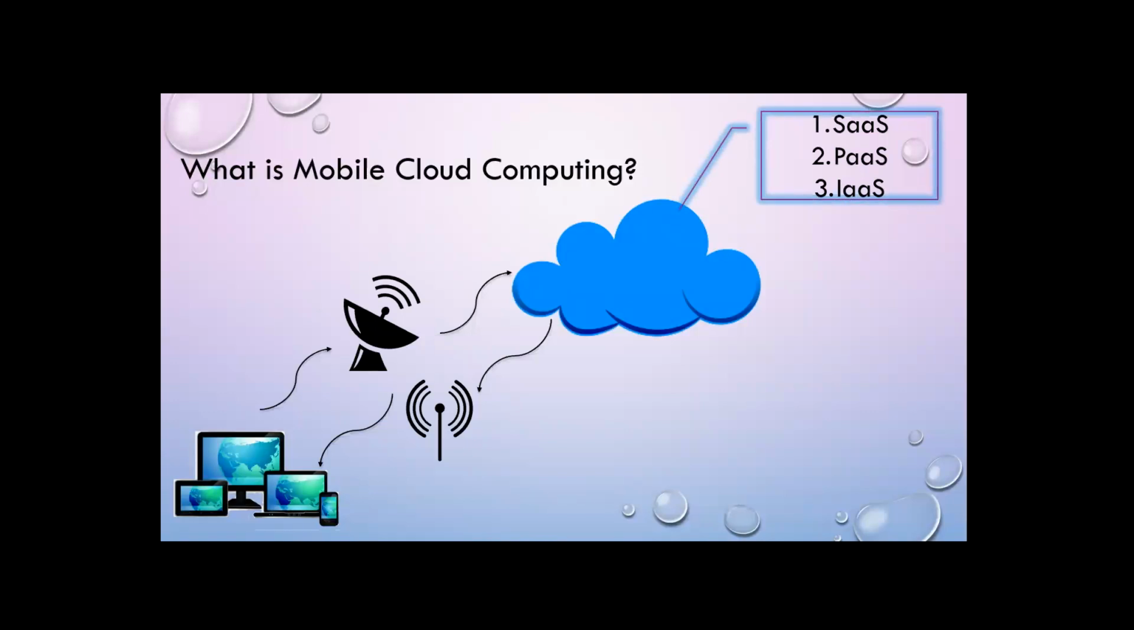So I won't go over this in detail because I believe my colleagues have done very well on this. Software as a service, platform as a service, and infrastructure as a service. And this line that has been drawn is basically the division between mobile computing and cloud computing. So the bottom is mobile computing and the top right is the cloud computing.